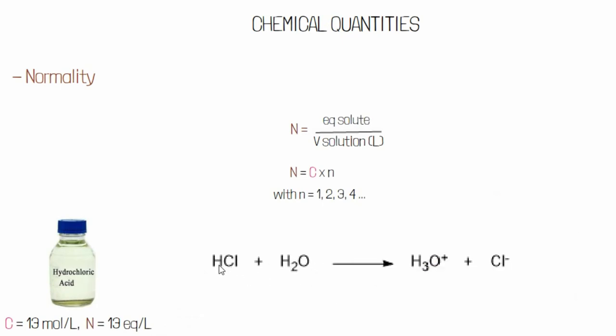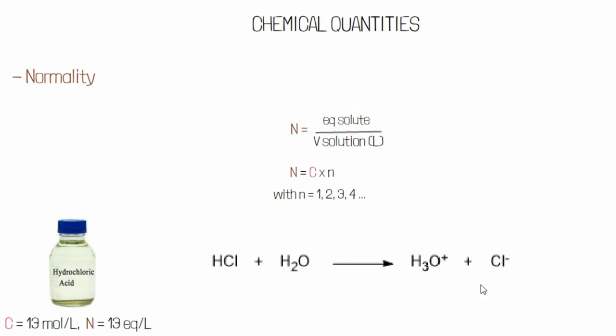Let's take the reaction of hydrochloric acid in water. Hydrochloric acid in water gives rise to H3O plus and Cl minus. It's giving rise to some ions, but these ions have a charge which is just 1. And so this is our N. So N is actually the charge which is developed by the reaction of your solute in the solvent.